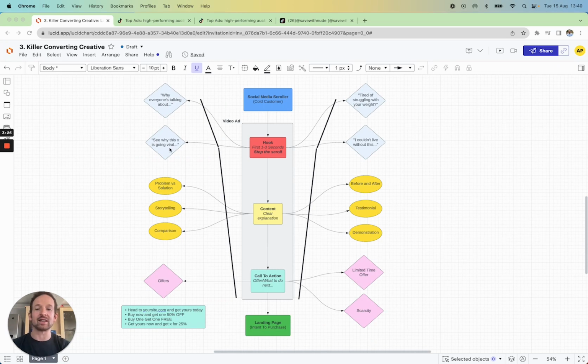We could have something say like, see why this X is going viral. You may have seen this around. There's plenty of hooks out there on the internet, but this one really does capture people because it's like, why is this going viral? What is the reason that breeds curiosity around it?